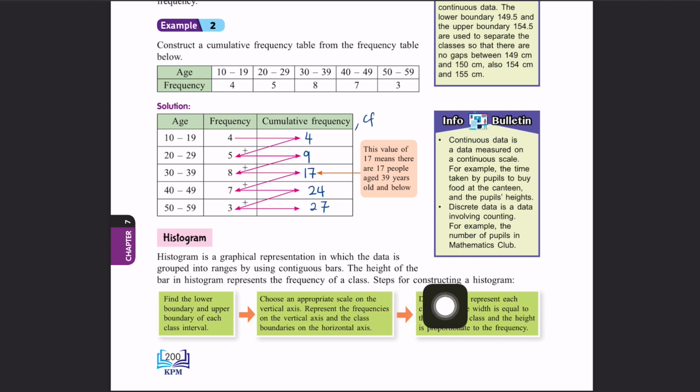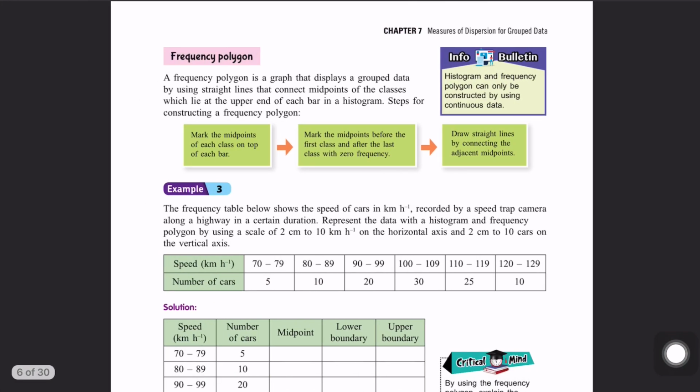Steps for constructing a histogram. The first one, find the lower boundaries and upper boundaries of each class interval. And then choose an appropriate scale on the vertical axis, represent the frequencies on the vertical axis and the class boundaries on the horizontal axis. Lastly, draw bars that represent each class where the width is equal to the size of the class and the height is proportionate to the frequency. Kalau baca ni memang nampak macam apa ni kan? So kita tengok contoh.